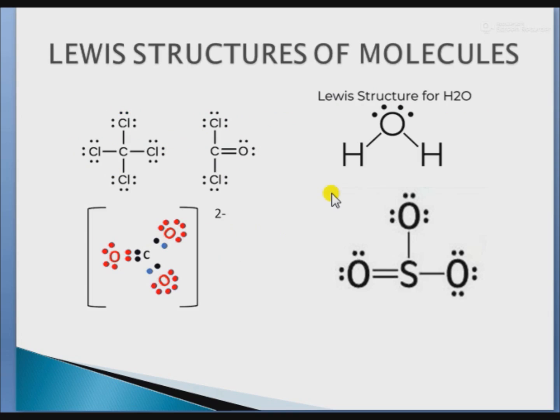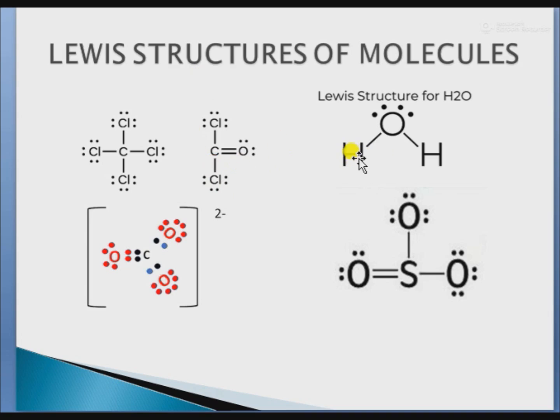Next is the Lewis structures of molecules. For example, CCl4, in which carbon forms 4 bonds with the chlorine atoms, and the lone pairs of electrons on chlorine are shown by dots. This is the Lewis structure of CCl4. Similarly, for COCl2, in which carbon forms double bond with oxygen and single bonds with chlorine atoms, and lone pairs are shown by the dots. And this is the Lewis structure of COCl2.